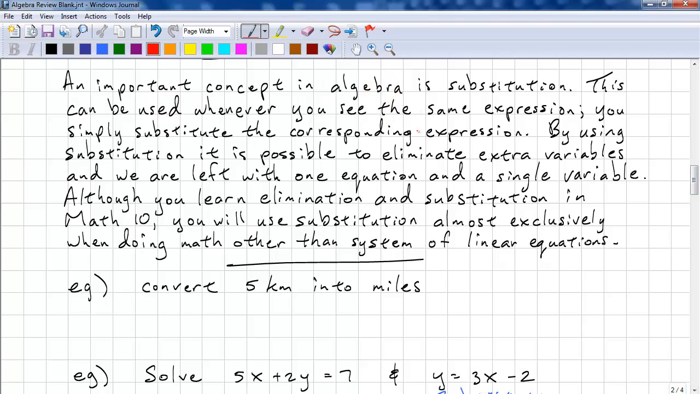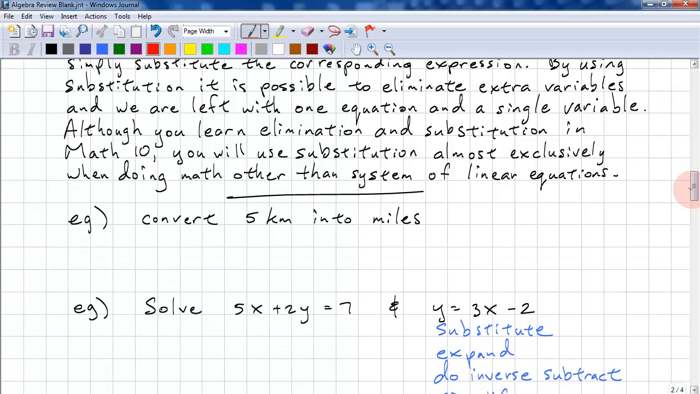An important concept in algebra is substitution. This can be used whenever you see the same expression. You simply substitute the corresponding expressions. And by using substitution, it's possible to eliminate extra variables. And we should be left with one variable and one equation. And although you've learned elimination and substitution in Math 10, you pretty much exclusively use substitution when you're doing math other than system of linear equations.